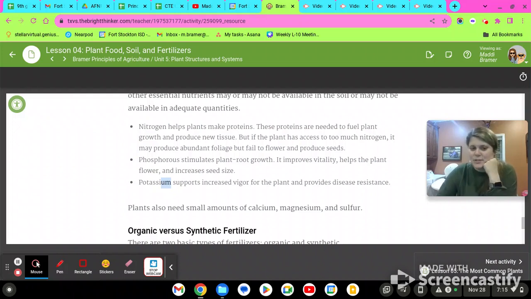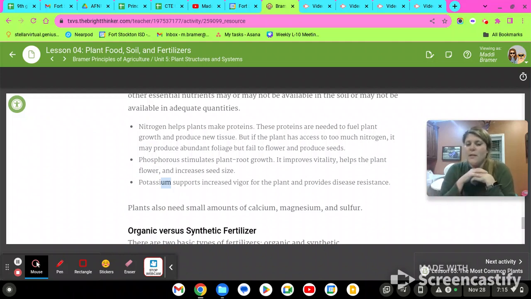N is nitrogen. That helps plants make proteins. These proteins are needed to fuel plant growth and produce new tissue. If a plant has too much nitrogen, it's going to make too much foliage, and it's not going to produce seeds. Typically you're going to see a lot of yellowing on the plant leaves. This means you need to back off of that.